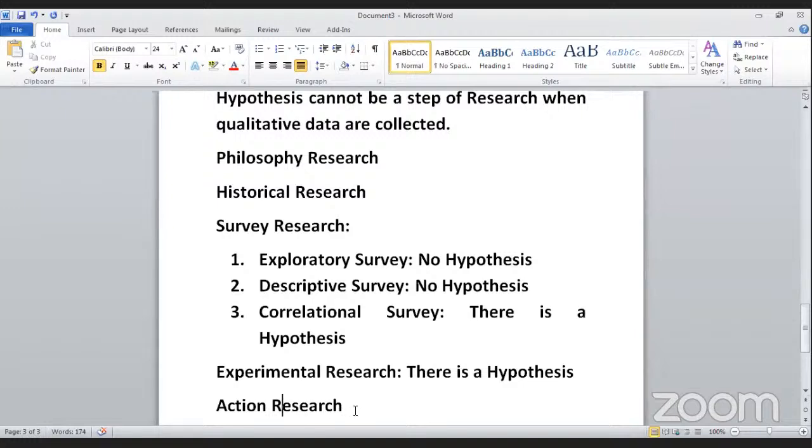Suppose you are doing research in your own class where you are teaching. Why are you doing it? Because there is some problem the students are facing, maybe in understanding some information. So you are now using another method in order to teach so that the student understands it. Now, what you are doing, you will do action research.